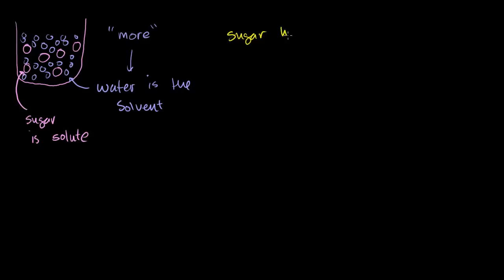And we say that the sugar has been dissolved into the water. And this whole thing right here, the combination of the water and the sugar molecules, we call a solution. We call this whole thing a solution. And a solution has a solvent and a solute. The solvent is water. That's the thing doing the dissolving. And the thing that is dissolved is the sugar. That's the solute.